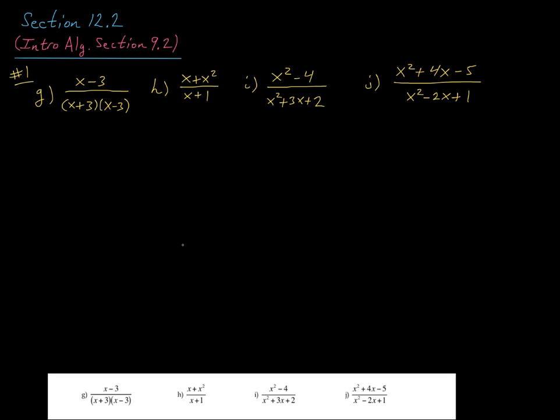All right, pressing on in section 12.2 on simplifying expressions. We'll work through the next four questions here in problem number one. This is parts G through J. So in G, we see x minus 3 divided by the product of x plus 3 and x minus 3.